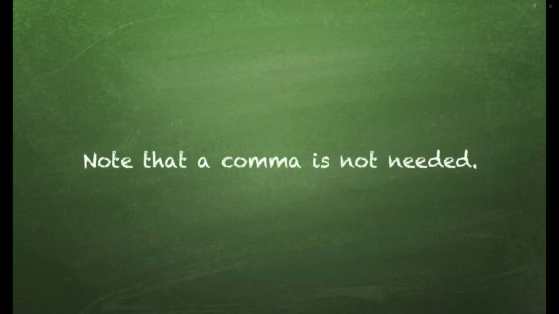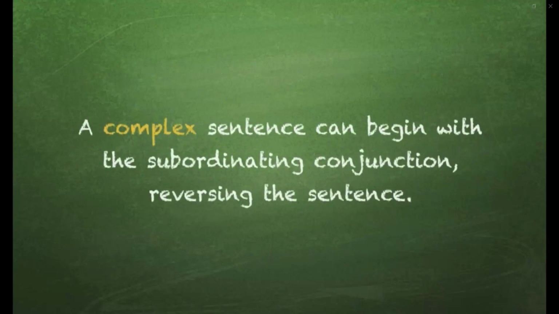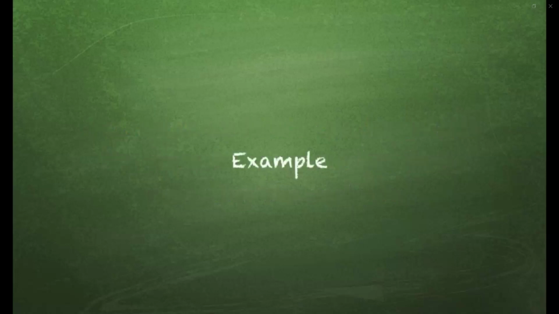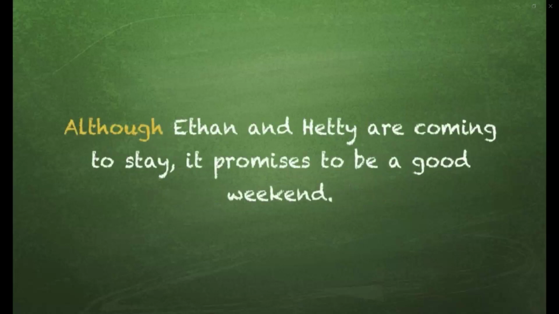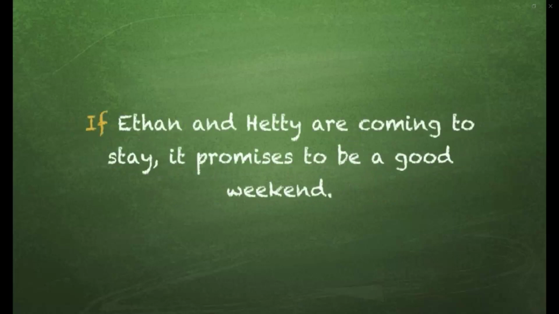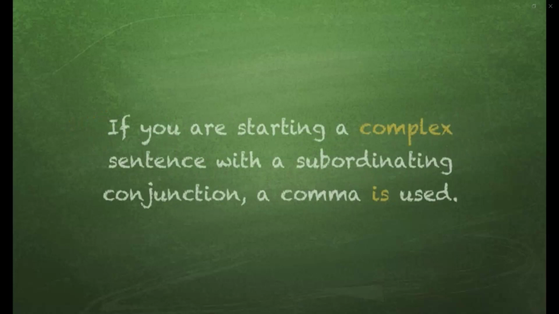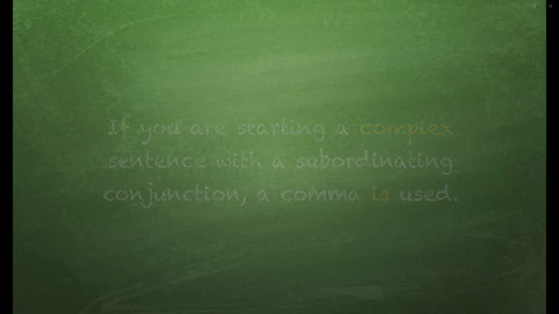Note that a comma is not needed. A complex sentence can begin with the subordinating conjunction, reversing the sentence. For example, although Ethan and Hetty are coming to stay, it promises to be a good weekend. If Ethan and Hetty are coming to stay, it promises to be a good weekend. If you're starting a complex sentence with a subordinating conjunction, a comma is used.